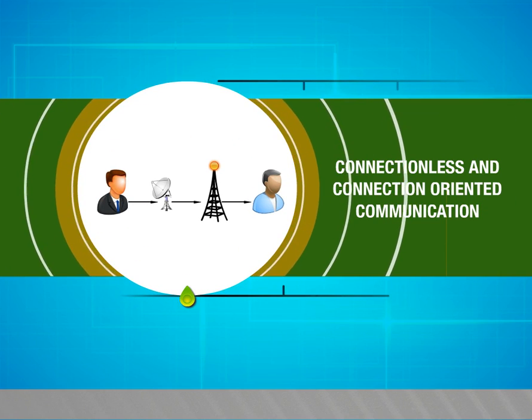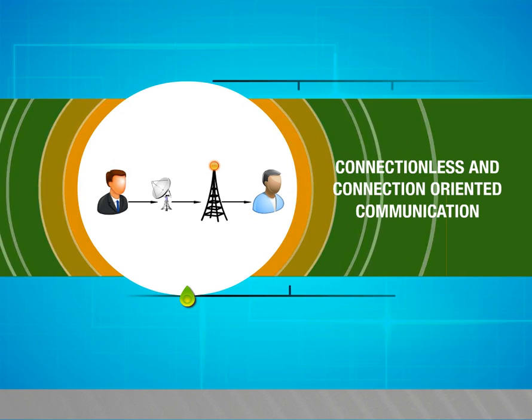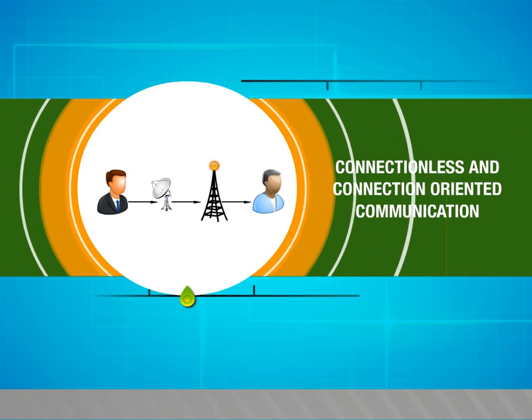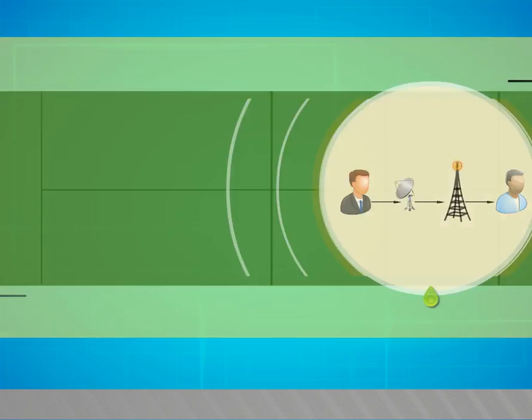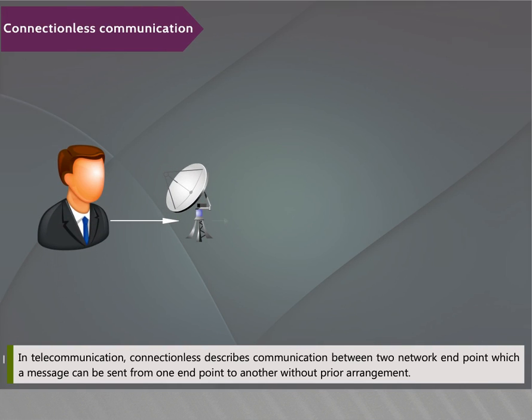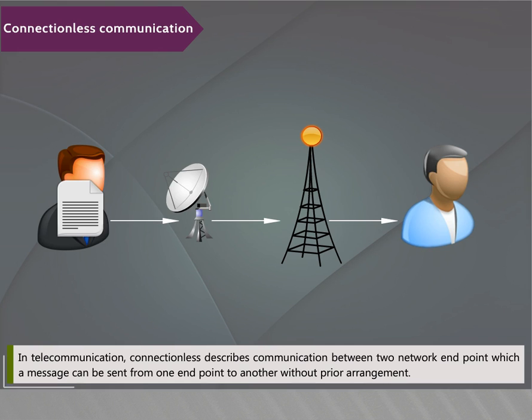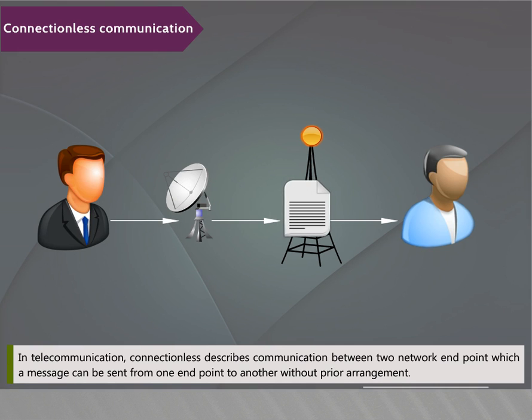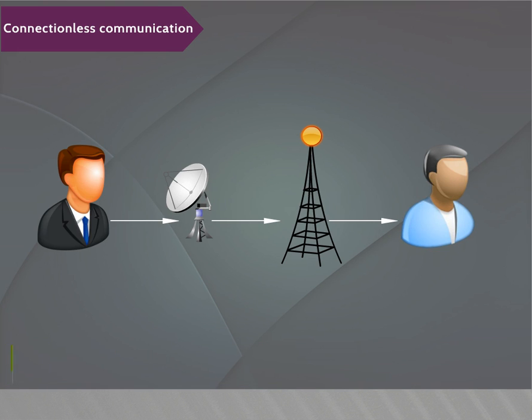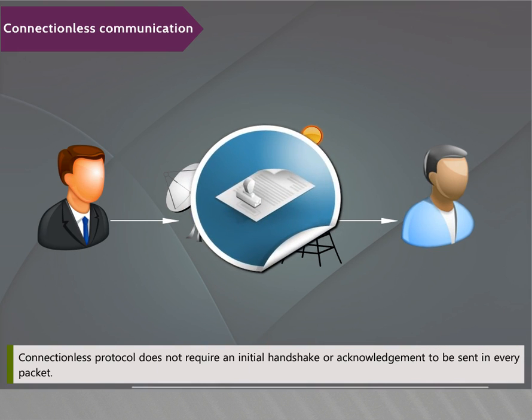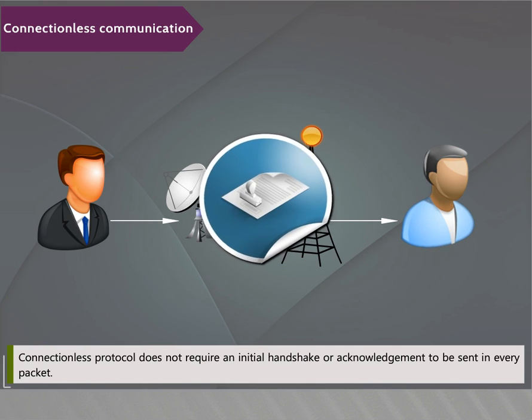Connectionless and connection-oriented communication. In this video, we are going to see about connectionless and connection-oriented communication. Connectionless communication. In telecommunication, connectionless describes communication between two network endpoints, in which a message can be sent from one endpoint to another without prior arrangement. Connectionless protocol does not require an initial handshake or acknowledgement to be sent in every packet.